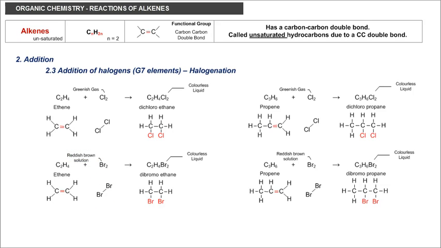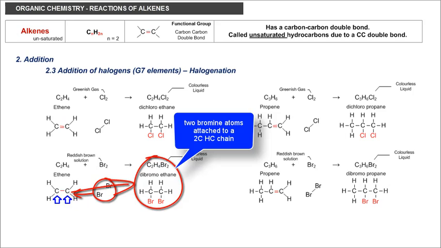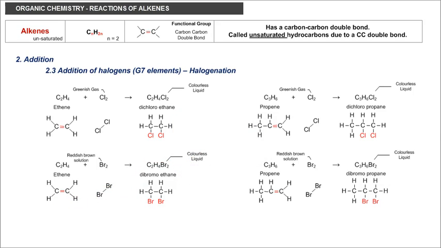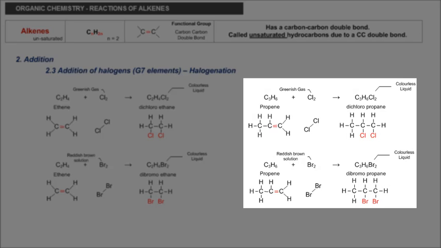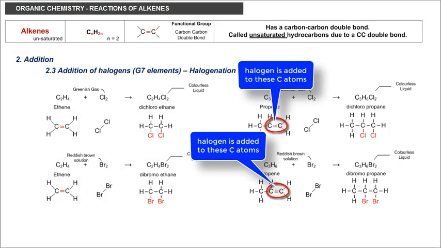Consider the reaction between ethene and bromine, a reddish-brown gas and diatomic, that is, it has 2 atoms per molecule. And just like the case of chlorine, the bromine atoms get added into the ethene to form dibromoethane, meaning 2 bromine atoms attached to a 2 carbon atom hydrocarbon ethane chain. The mechanism is similar in the case of propene and the halogens. Just take note which 2 carbon atoms have the double bond.